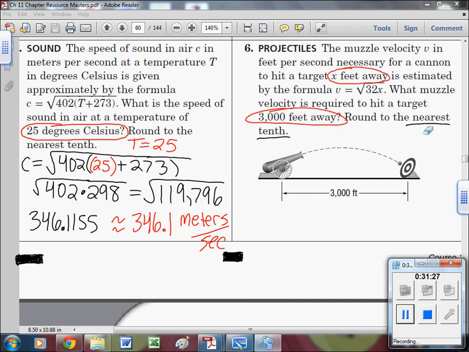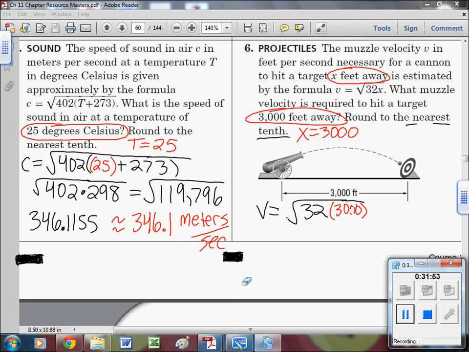Well, hey, 3,000 feet away. That is x feet away. Oh, so 3,000 is x. Okay, so that means x is 3,000. So in this question, you're going to input 3,000 for x and see what you get. So let's start by writing what v equals. So we know that v equals square root of 32 times, but now instead of x, it becomes 3,000.